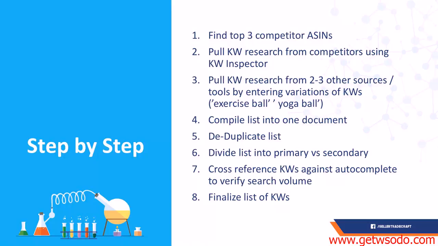Then I'll also conduct keyword research from 2 or 3 other sources that I've listed earlier, let's say Merchant Words, Sonar Tools, or Google Keywords. And I do that by entering variations of the keywords. An example of a variation would be like exercise ball, yoga ball, fitness ball, and finding the results that they push out and then compiling all those results all in one document. And then number 4, I take all the results from those various different sources, compile it into one massive list, and then number 5, I'd go ahead and deduplicate that list using a tool like Helium 10 or ASIN tools or one of the other tools that was mentioned.